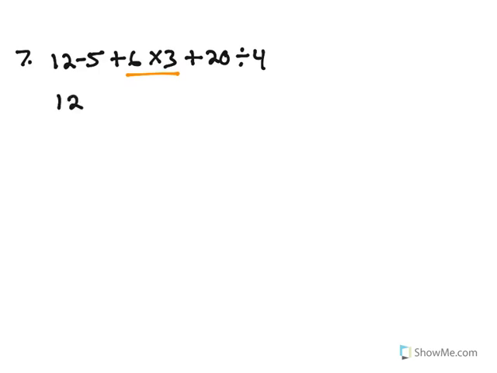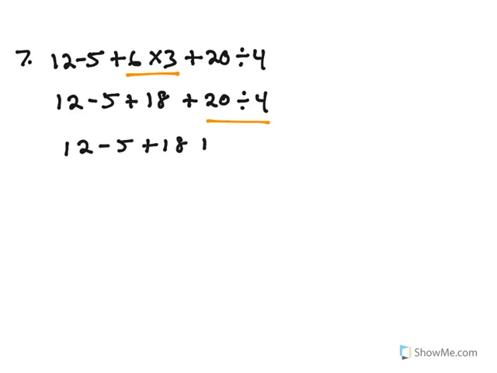Okay? So 12, take away 5, plus, let's see, what's 6 times 3? Well, that's going to be 18. And now we're going to read it from left to right and see if there's any more multiplication or division. And when we do that, we finally hit 20 divided by 4. 20 divided by 4 is simply 5. So we have 12 minus 5 plus 18 plus 5. Okay? So we want to do that.